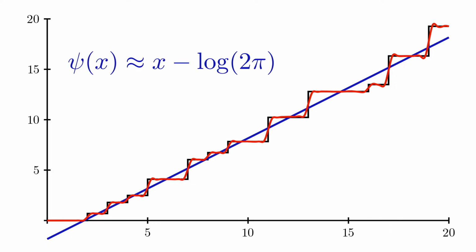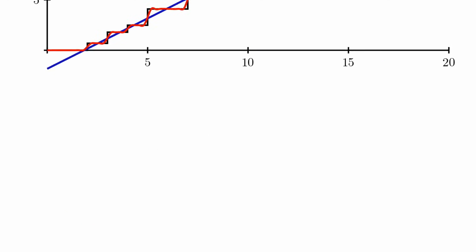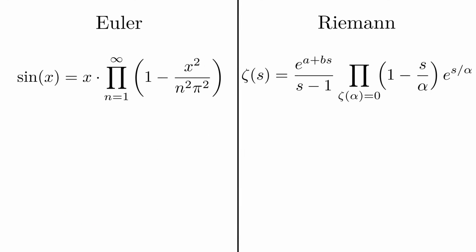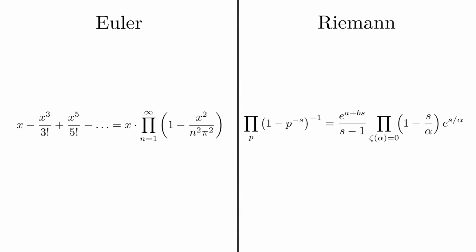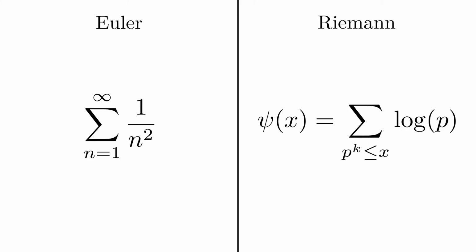There are a great many technicalities here. But what you should take away from this is that Riemann's work on the zeta function followed the same structure as Euler's solution to the Basel problem. Find a new product formula for a function in terms of its zeros, set it equal to a known formula, isolate the thing you're interested in, and solve.